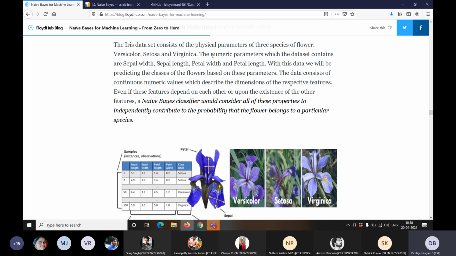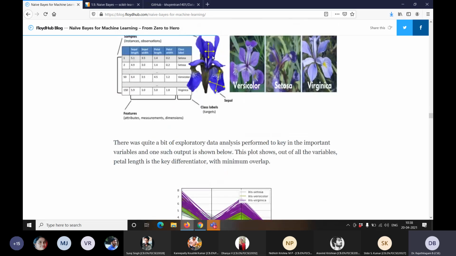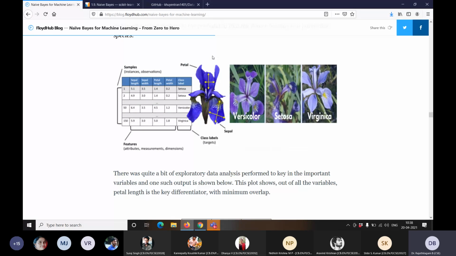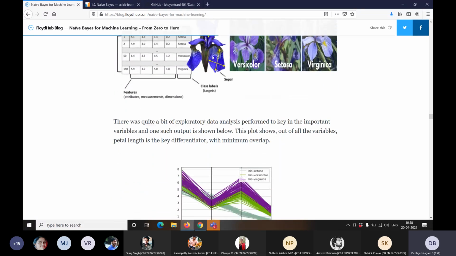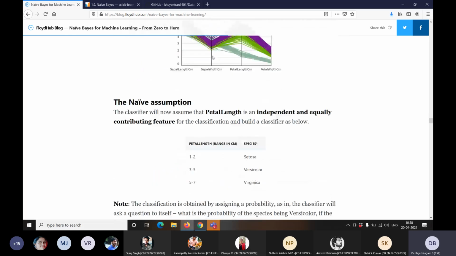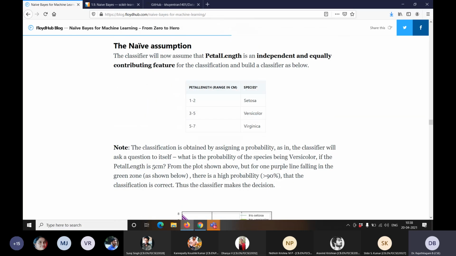So a naive Bayes classifier would consider all of these properties. So we are going to use a naive Bayes classifier. Based on the given features, you have to separate out the different types of flowers. So what is the assumption that you will have if you have to use the Bayes classifier? The assumption is that the petal length is independent, and it is an equally contributing feature for the classification.